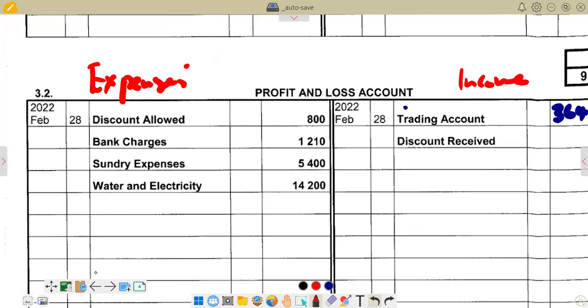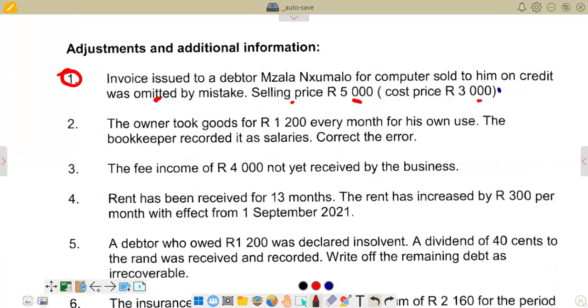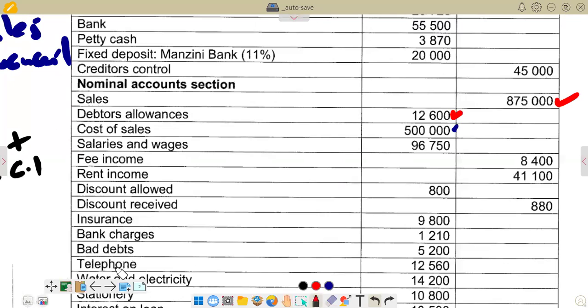So this is what we have. We are just going to go through the list of balances and then pick those and put them on the appropriate side. So if you're here, you'll see the first one that we are having. We can start here on the nominal account section, whereby we are having our sales. We are not going to include the profit and loss data allowance, we skip it. Cost of sales, we skip it. But we've got salaries and wages as an expense. This one is an expense, 96,750.